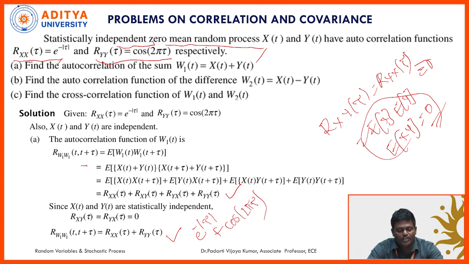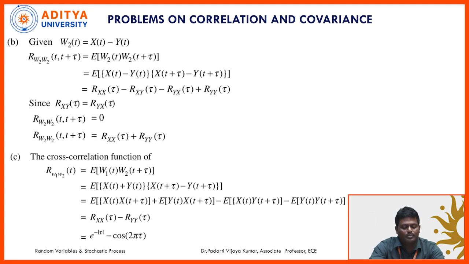Next we need to compute the autocorrelation function of X of t minus Y of t. In a similar manner, we will apply the formula for X of t minus Y of t. Here also we apply the condition of statistically independent random processes. So this will be equal to 0. So Rw2w2 of tau is Rxx of tau plus Ryy of tau.